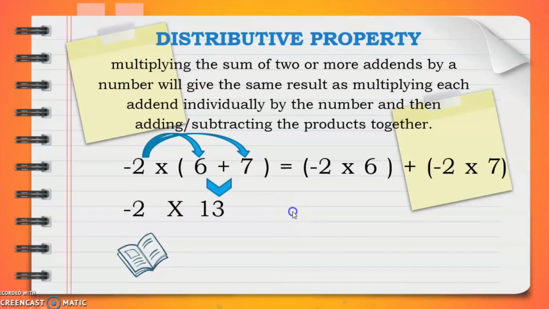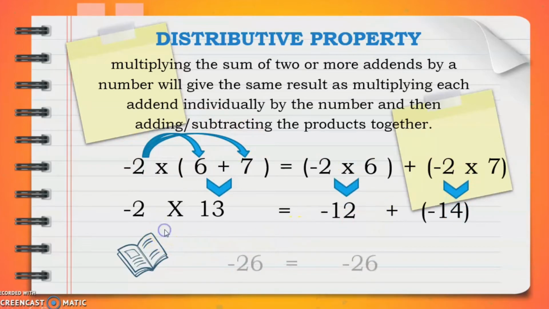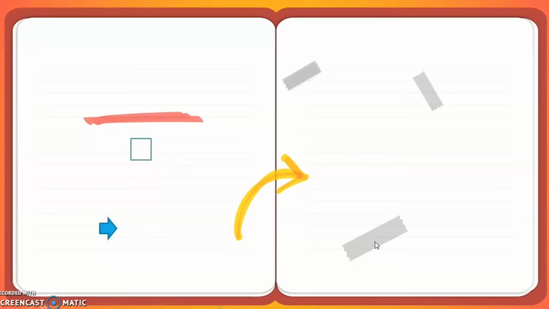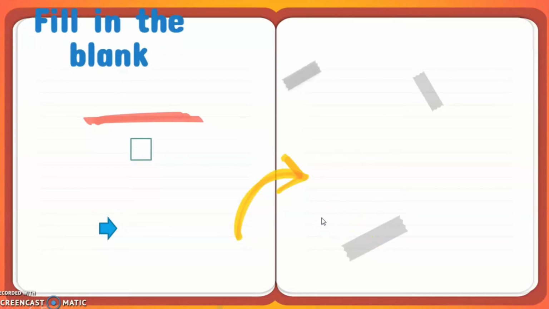Tingnan natin sa kabilang side. So, it will become, pag minultiply natin negative 2 sa 6, it will become negative 12. And the negative 2 times 7, the answer is negative 14. So, pag kinombine natin siya, negative 2 times 13 is negative 26. And negative 12 plus negative 14 is also negative 26. So, it's still the same. So, pag gumamit tayong distributive property, parehas lang din.